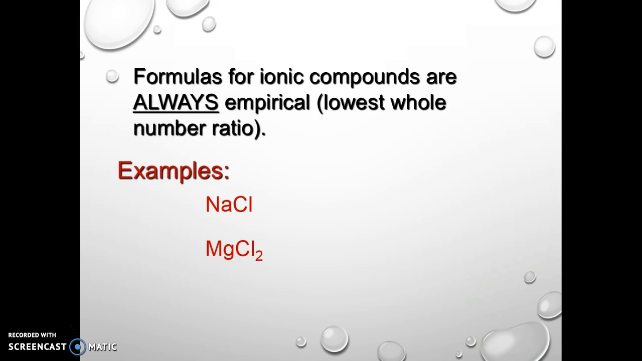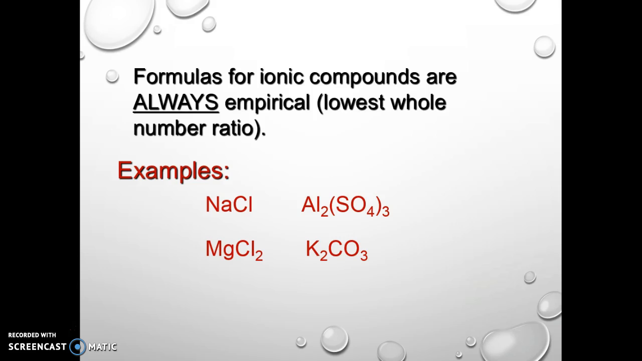MgCl2, you will never see magnesium chloride any other way than MgCl2 because magnesium has a 2+ charge, chlorine has a 1- charge. That's why they come together like that. Aluminum sulfate, again, 2 aluminums to 3 sulfate groups. That is because of the charges on aluminum and sulfate. And so we can see lowest whole number ratios are always going to occur. K2CO3, that's potassium carbonate. Potassium carbonate again is K2 and 1 CO3 because of the charges on K, a +1, and the charge on CO3, a -2. So ionic compounds are always empirical.